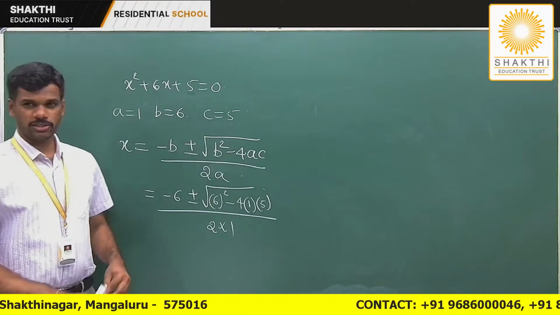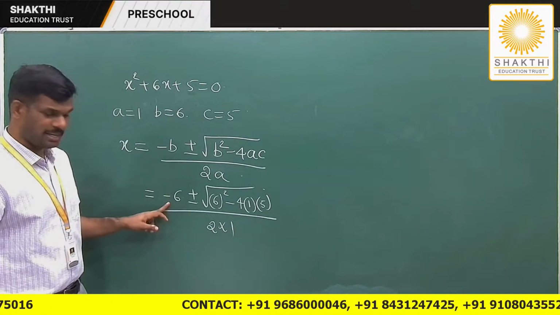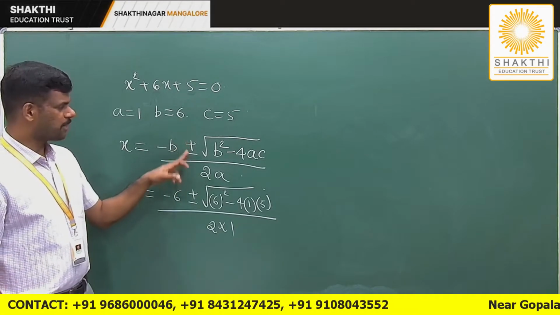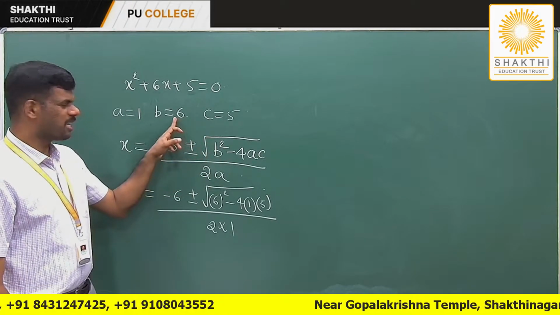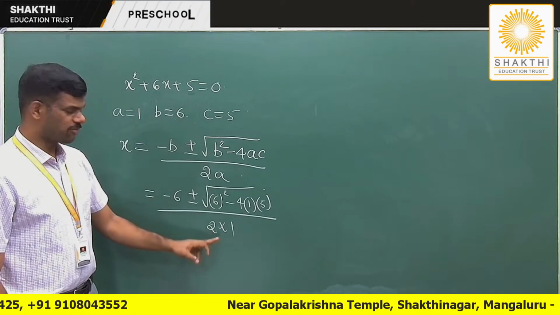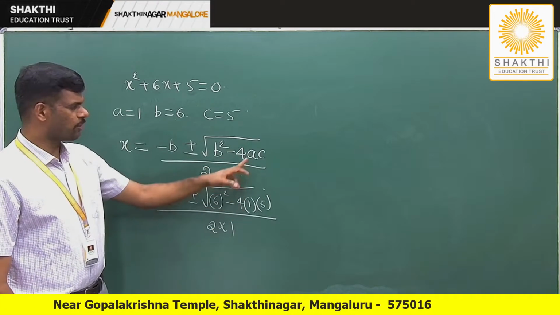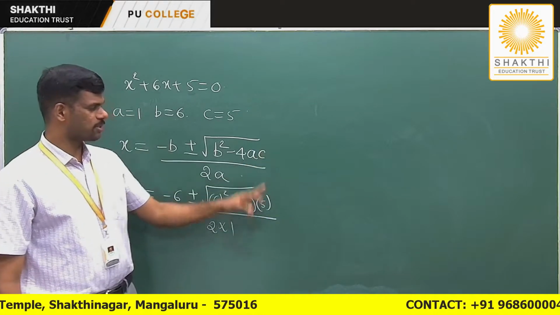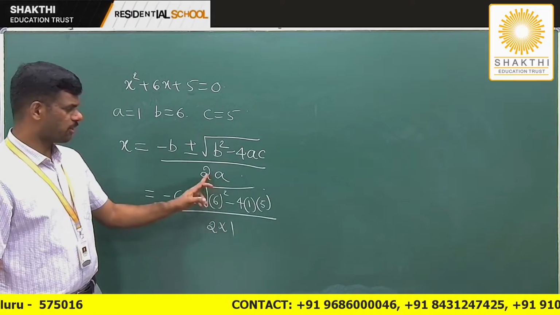Hope you understood the substitution. I repeat, the substitution is minus in place of minus. In place of b, I am supposed to put 6, I have put 6. Plus or minus, I have written plus or minus. Root of b square. So b is 6, so b square, we have to write as 36 in the next step. Minus is minus. In the place of 4, you have 4. In place of a, you have to substitute 1. And in place of c, you have to substitute 5. Whole divided by 2 into a, because 2 into 1.